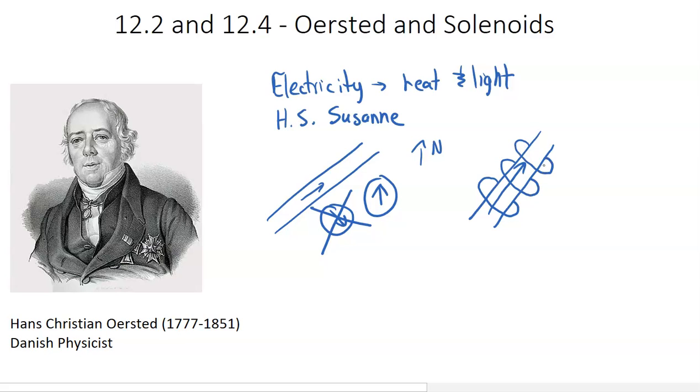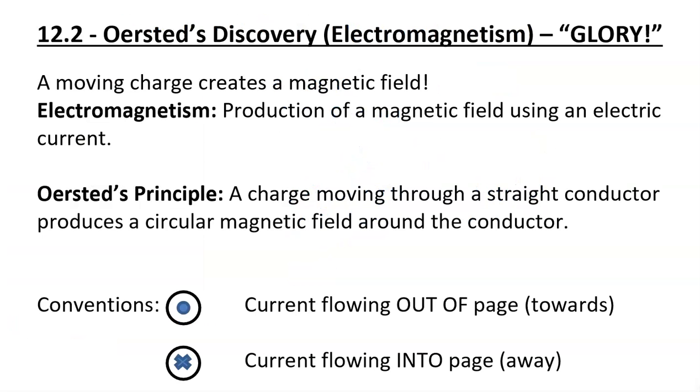This is what we call the right-hand rule. We put our thumb in the direction of the current in the wire, and our fingers wrap in the direction of the magnetic field around the wire. That was discovered during a lecture in 1820 by Hans Christian Ørsted. So let's go on and look a little bit more at the mechanics of how this works.